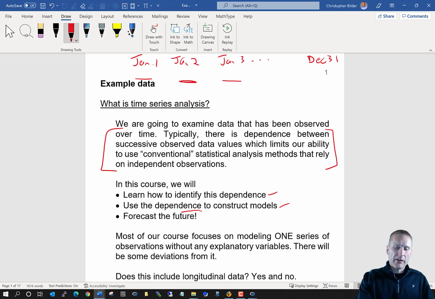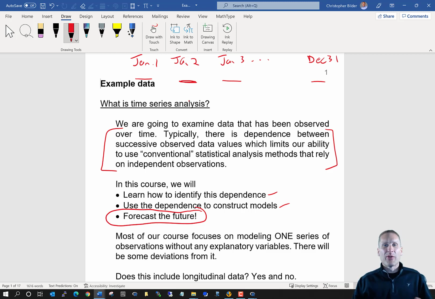And then what I think is a really cool thing that we do in a time series analysis course is that we're going to now, with this model, forecast the future. In other words, let's say you have your weights from January 1st through December 31st. Maybe you want to forecast, well, what is going to be the next January 1st? And so we take advantage of this dependence that we've observed over time. We've constructed a model to correspond to it. And now we can forecast future values.